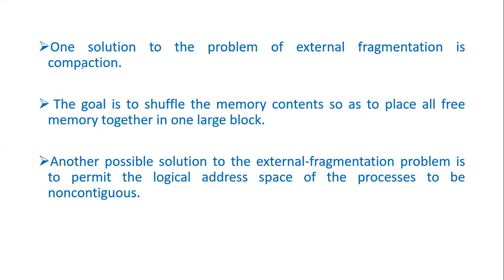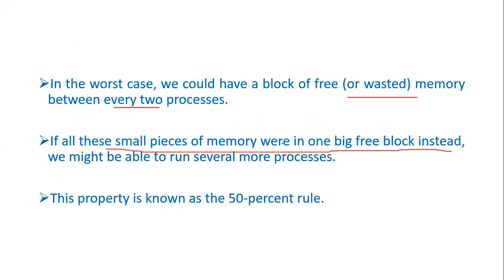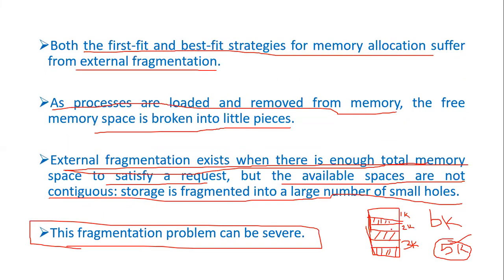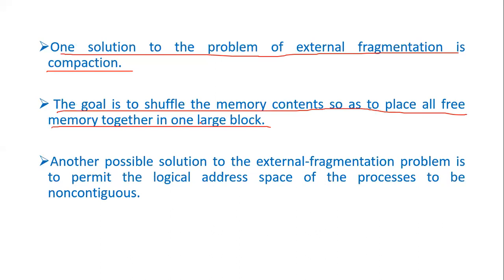One solution to the problem of external fragmentation is compaction. Once again, remember, a solution to the problem of external fragmentation is compaction. What is compaction? We have to arrange all the free space into a sequence. The goal is to shuffle the memory contents so as to place all free memory together in one large block. Whatever we explained here, if we keep all six together as a single block, then it is possible. Yes, that is compaction.